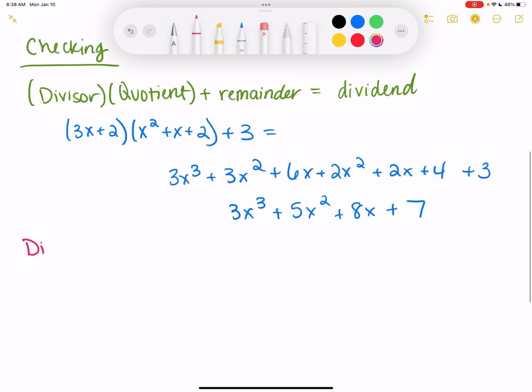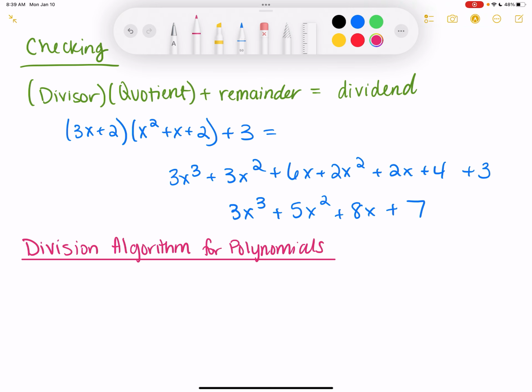Division algorithm for polynomials. We're smoking. The benefit of going to church? What the heck are you talking about?